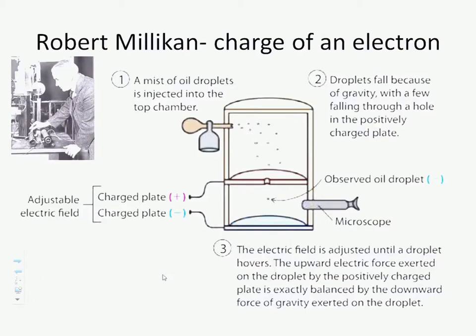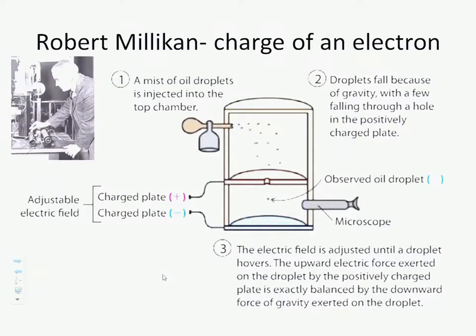So what he was able to do was adjust that electric field until the droplet essentially hovered. And he knew that that hovering meant the negative charge was being repelled. The positively charged plate was helping it hover, okay? And he knew that the force of the electric repulsion was canceling out the downward force of gravity. And so he was able to exactly figure out the charge of an electron. He knew it was negative, but he didn't know how much it was, okay?